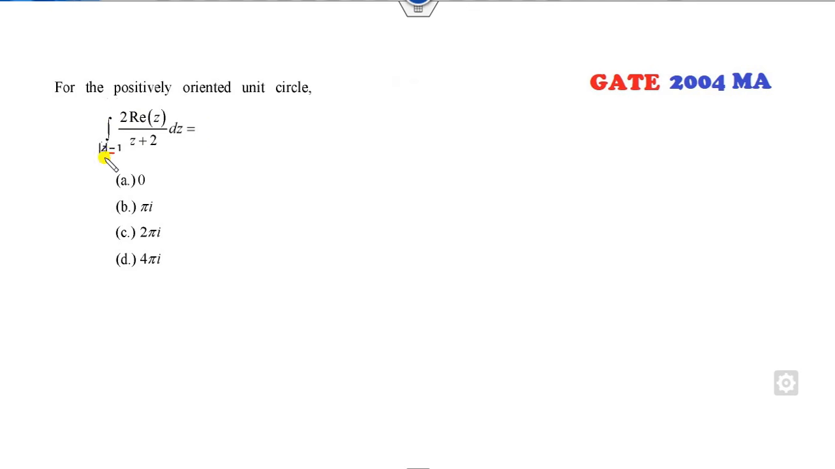Now you can see that it's a circle with center 0, radius 1. Fine. Now what is z plus 2? z plus 2 is 0, so z will be minus 2, which lies outside this circle. So the integration is 0, which is the right answer.